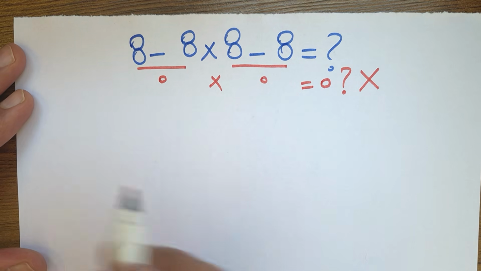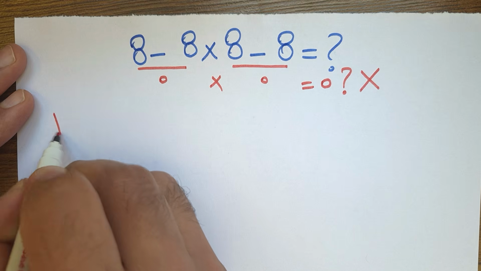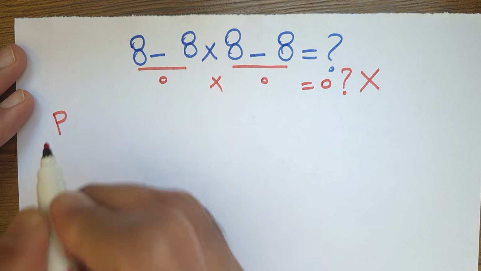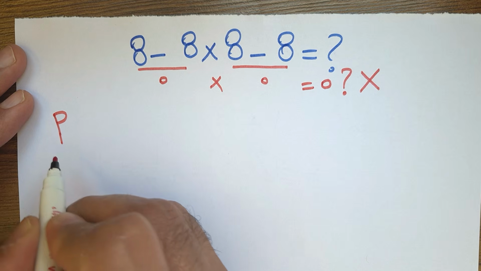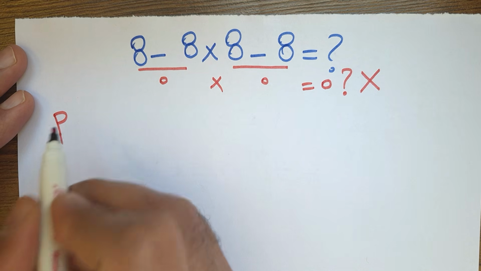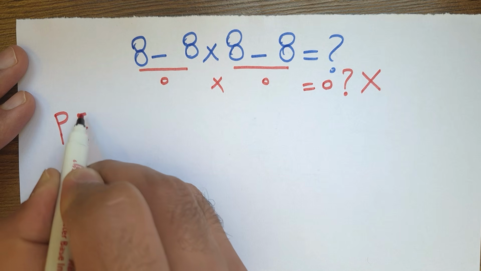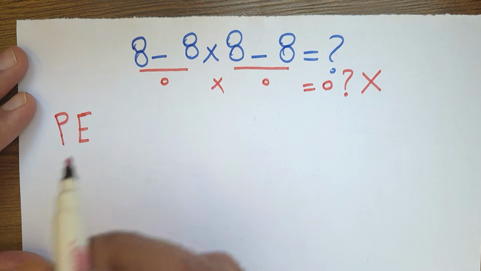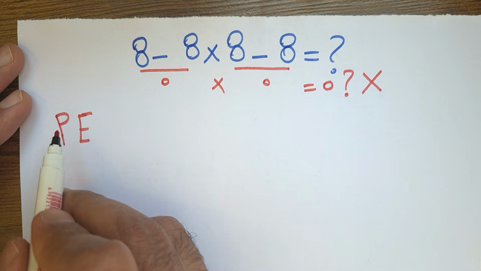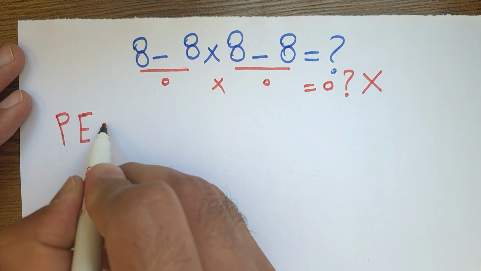correct order. So the correct order is, at first, we need to do parentheses. So parentheses have the highest priority. If there are parentheses, do them first. Then we need to do the exponents or roots. Whenever you see some exponents, after the parentheses, you should do exponents.